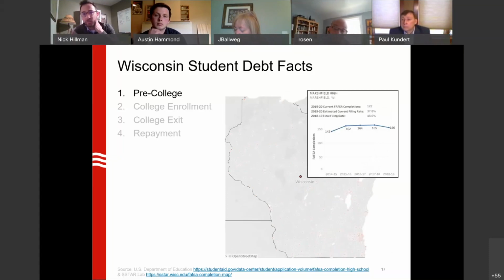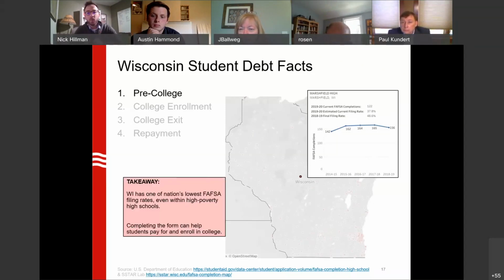So Marshfield High, for example, which I just picked at random, has 122 students who have completed the FAFSA this year, and it shows over time where that maps out, according to prior years. This data could be useful for helping identify how to help students apply for the FAFSA and get money to pay for college. Wisconsin has one of the lowest FAFSA filing rates in the country.